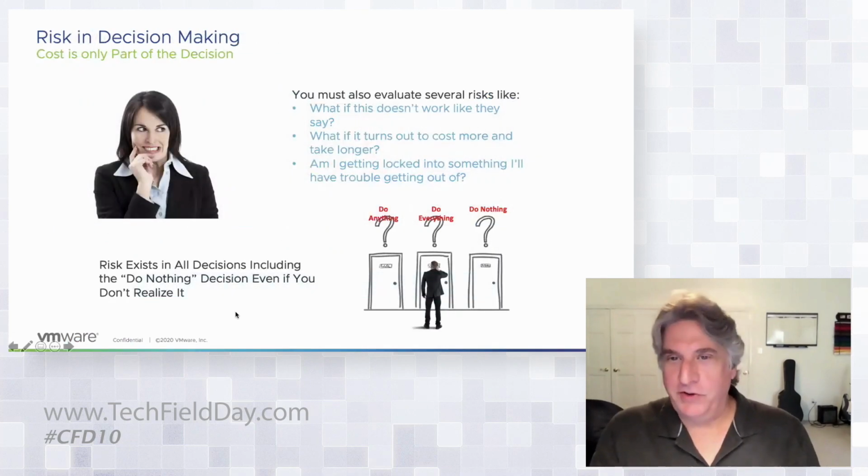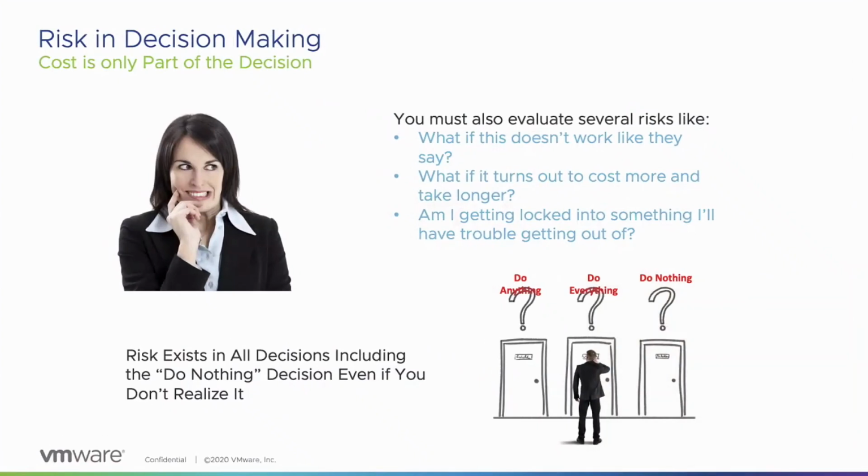I look at that as risk in decision-making. And what we're pointing out is that cost is really only part of the decision that we make. You also have to identify and evaluate several other types of things. Like, for example, what if this solution or this thing I'm trying to do doesn't work out like it's supposed to, or the vendor says it will? What if it turns out to cost a lot more and take a lot longer than they're saying? What if I get locked into something that I have trouble getting out of? Is there a way that I can implement a plan B if something doesn't go the way it should go? So we're faced with all these decisions.